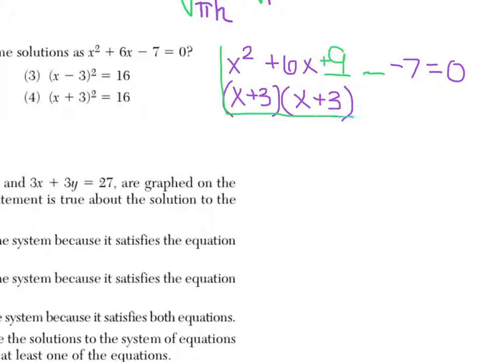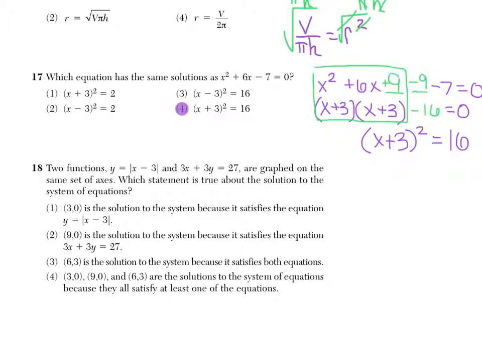So this here is equivalent, and if we add 9, we subtract it and combine those together to get minus 16. Now I'm going to write the minus 16 on the other side of the equal sign because that's what my answer choices look like, which makes it easy to see that answer choice 4 is correct.